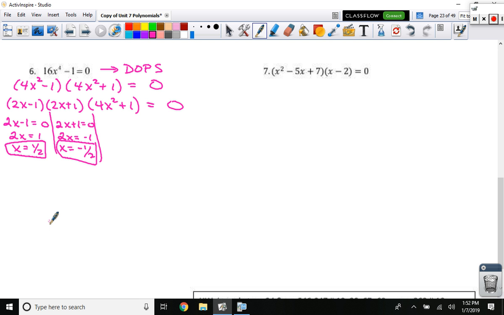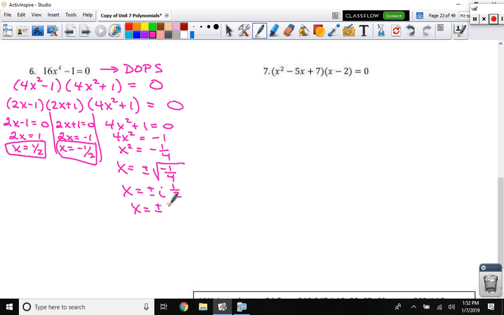And then what about this one? 4x squared plus 1 equals 0. Subtract, divide by 4. We're back to what we had at the beginning. X equals plus or minus the square root of -1/4. Take your i out. Those are both perfect squares. X equals plus or minus 1/2 i. You can check in your graphing calculator, store and check your solution.